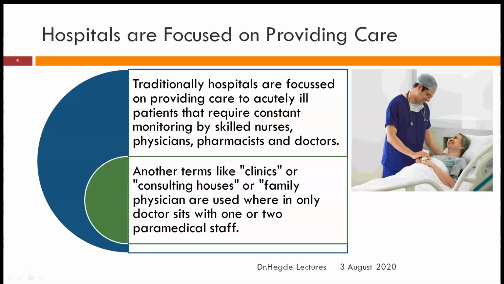Other terms like clinics or consulting houses or nursing homes or family physician are used wherein only a doctor sits with one or two paramedical staff. It is not a multidisciplinary approach. In clinics or consulting homes or nursing homes, there will be a main doctor sitting with a nurse, or a group of nurses, and a team of doctors will not be there. That is called a clinic. He may be a single practitioner, a general practitioner who is involved in giving patient care, or sometimes he is also called the family physician. Okay, the first point of contact.